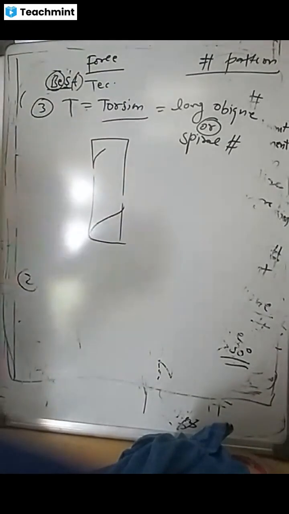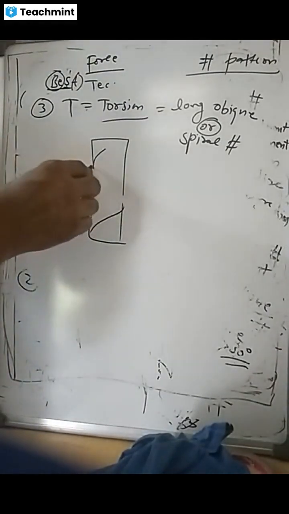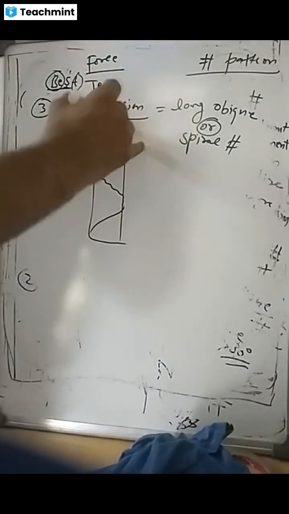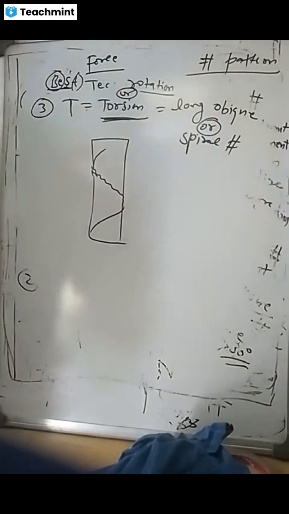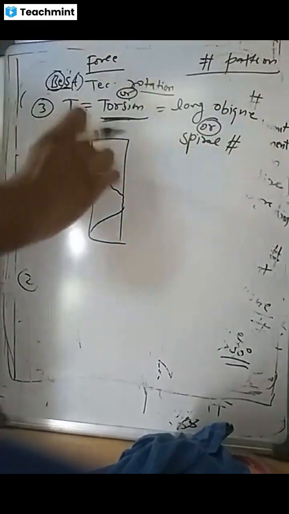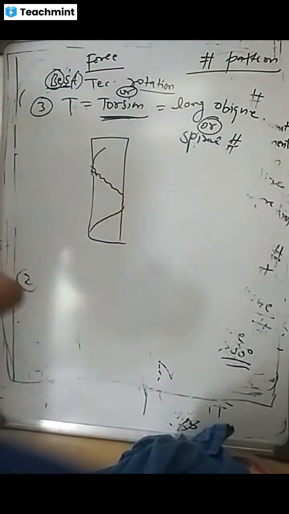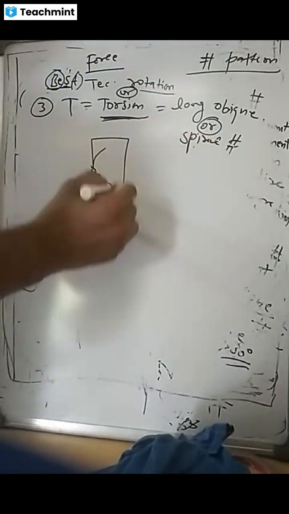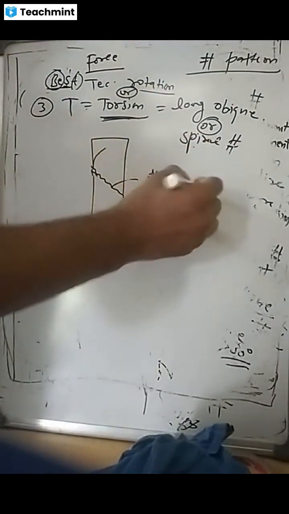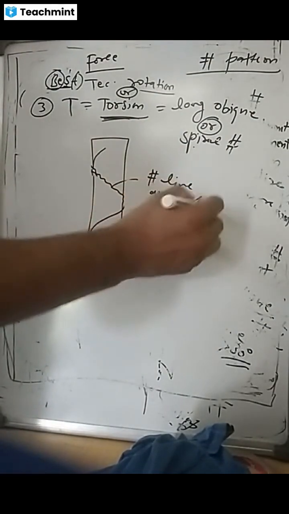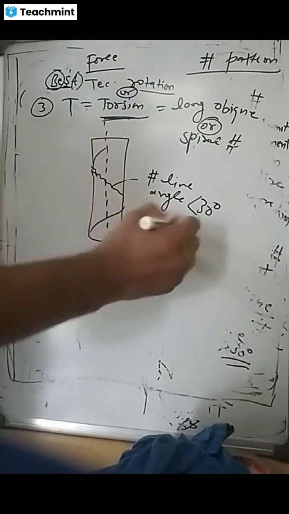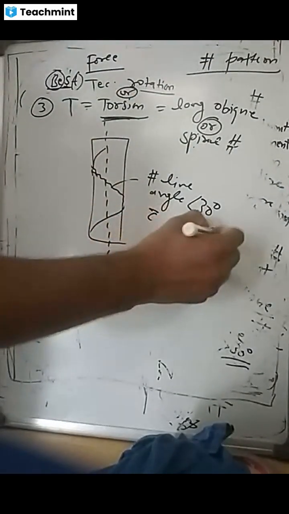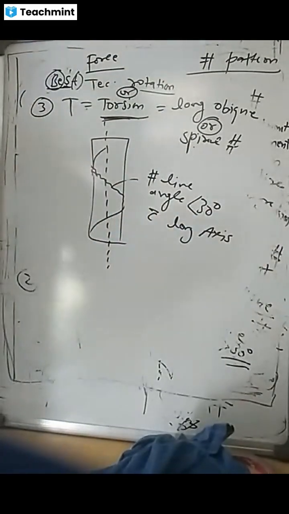This is the spiral fracture. So what is the force responsible? Known as rotation force. This long oblique fracture is called a spiral fracture. In this, the fracture line has an angle less than 30 degrees with the long axis of the bone.